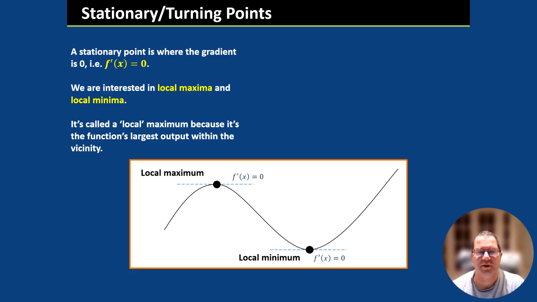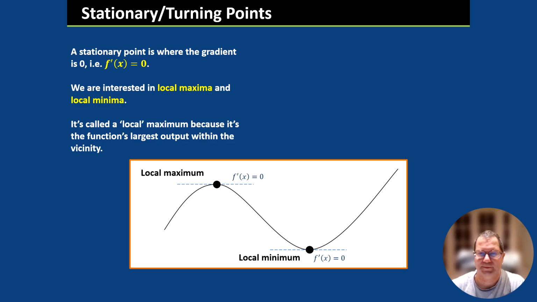The stationary point is where the gradient is zero, i.e. f'(x) is equal to 0. Now we're interested in local maxima and local minima. A local maximum is so called because it's the function's largest output within the vicinity. And if you look at the diagram, you can see that we have a cubic graph. The local maximum is f'(x) equal to 0, but so is the local minimum, where f'(x) is also equal to 0.